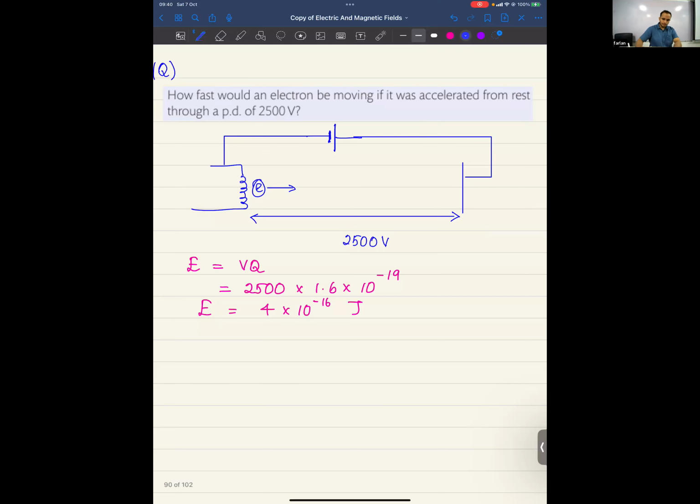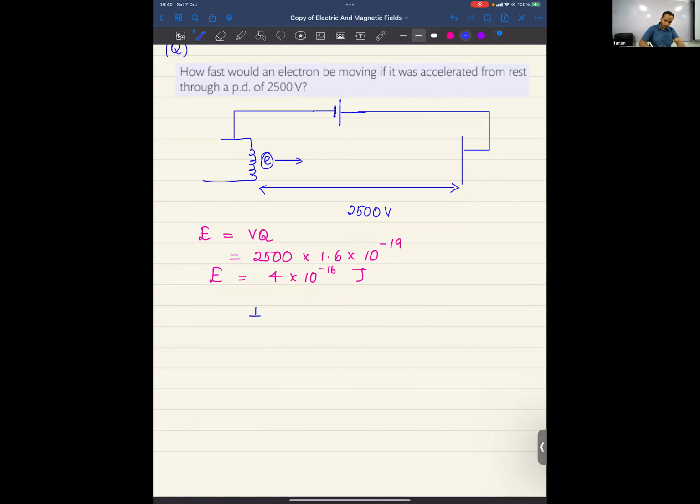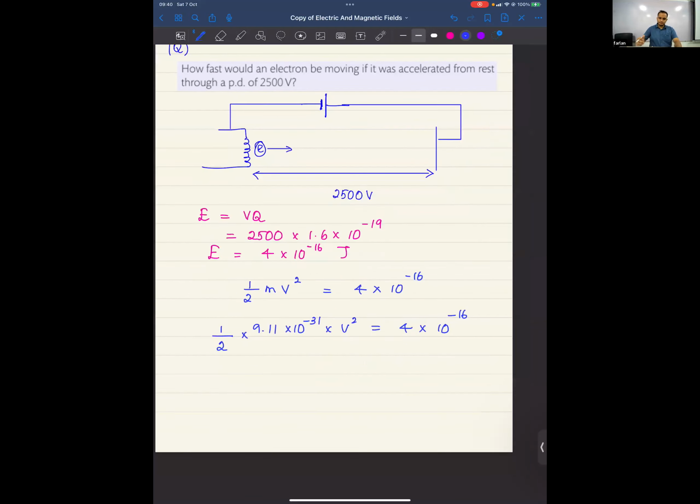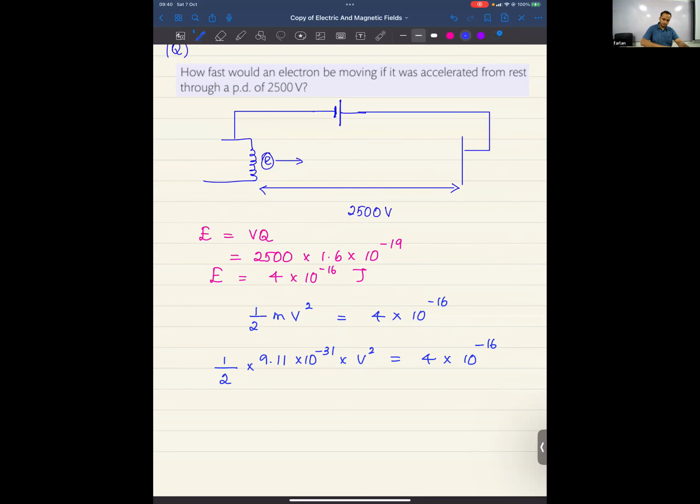The form of energy that the electron will have is kinetic energy. So the kinetic energy the electron is going to have is half mv square. So half mv square is equal to 4 into 10 to the power minus 16. Half into, what is the mass of the electron? 9.11 into 10 to the power minus 31, into v square, is equal to 4 into 10 to the power minus 16. You don't have to memorize these values. All these are given in the data sheet. From here, we have to make v the subject. Can you do it?